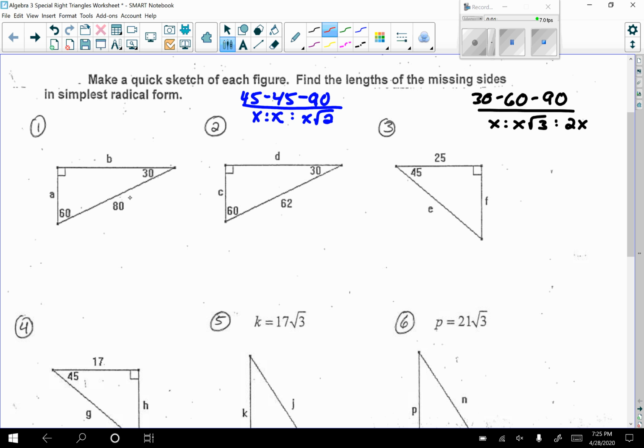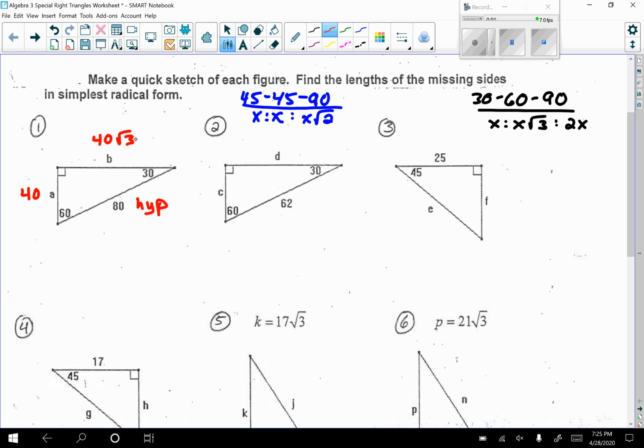All right, so we're given the hypotenuse here. So to go backwards from the short side to the hypotenuse, we always double it. So to go backwards, the short side A is going to be half the hypotenuse. So that means A is 40. And then to get to the long leg, we take the short leg and multiply it by radical 3. So side B is just 40 radical 3.